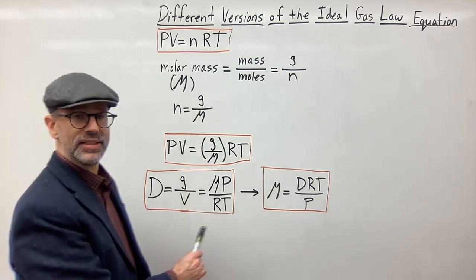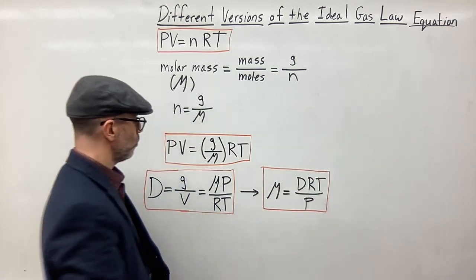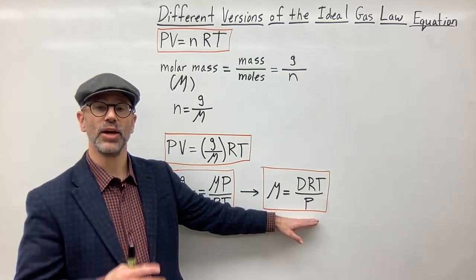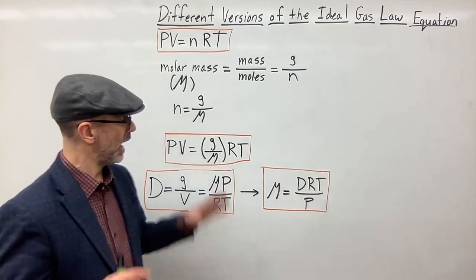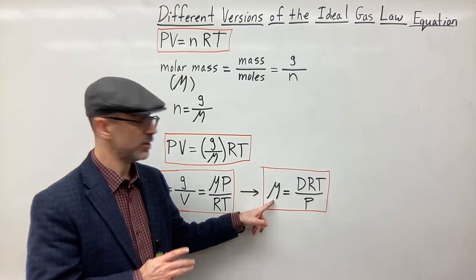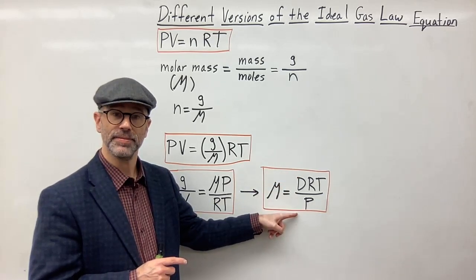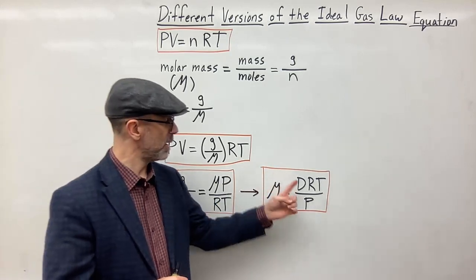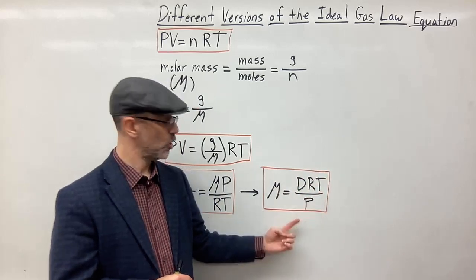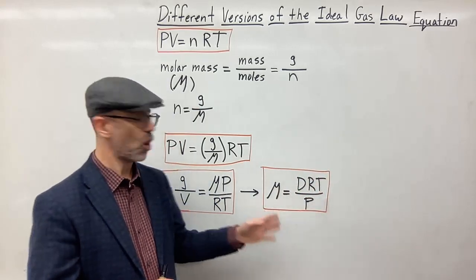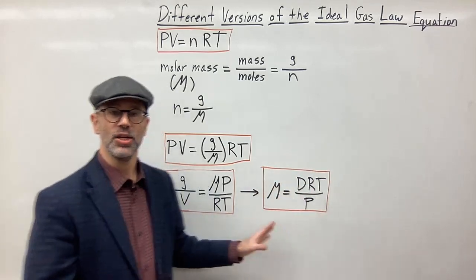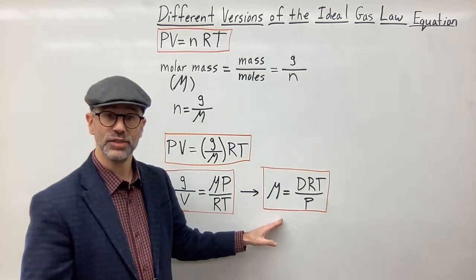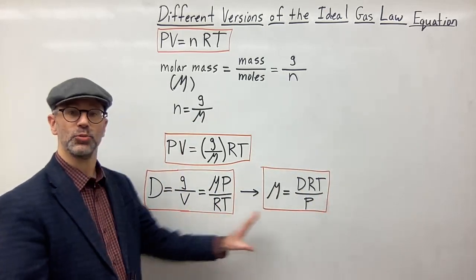Now you can rearrange this into this form, and the reason you might want to rearrange it is an easy way to remember. It's got a good mnemonic device, and that is: molar mass kitty puts dirt over its pee. That's right. That's a good way to remember. So molar mass kitty remembers to put dirt, DRT, over P. So molar mass equals DRT over P. This is a form to help you remember.